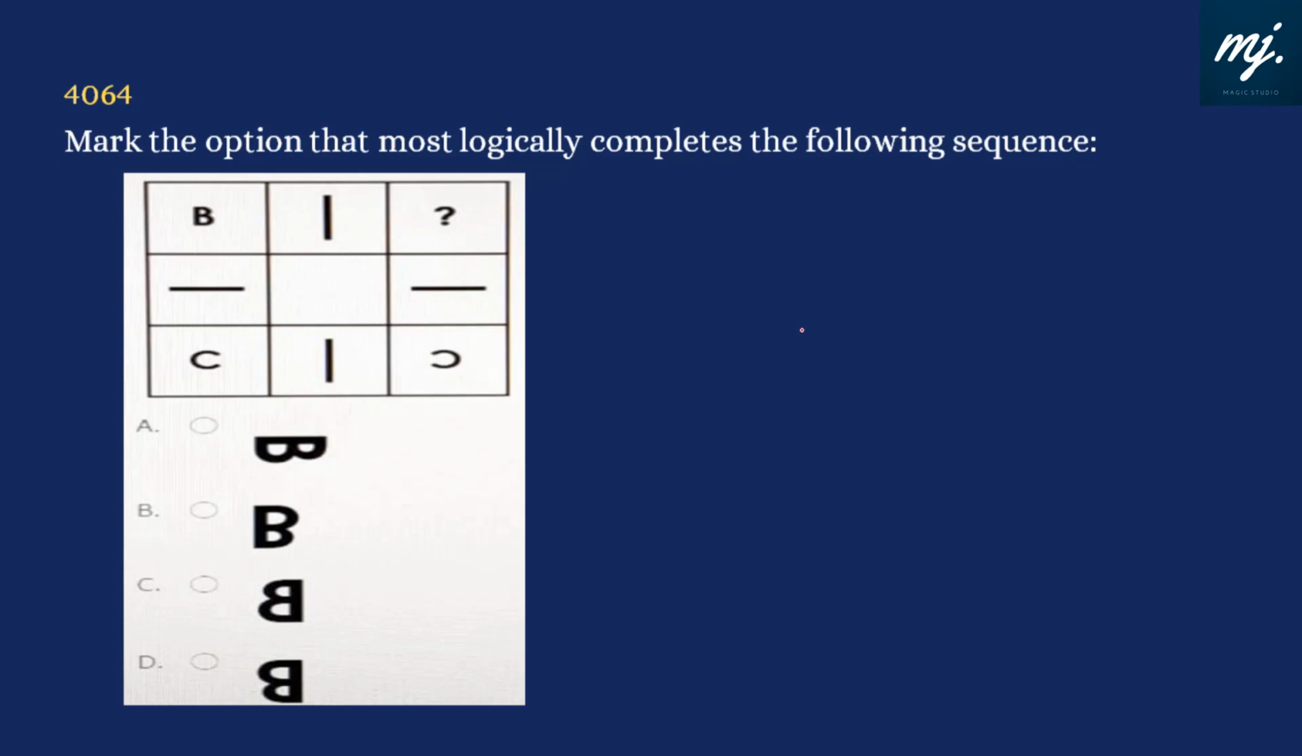Okay, one more. The same type, mark the option that most logically completes the following sequence. If we look at the lower row, you can see that mirror image is formed. That means these are working as a mirror. So at the place of question mark, we should have the mirror image of this B, and yes, option C is the best fit. This is the mirror image of this particular B.